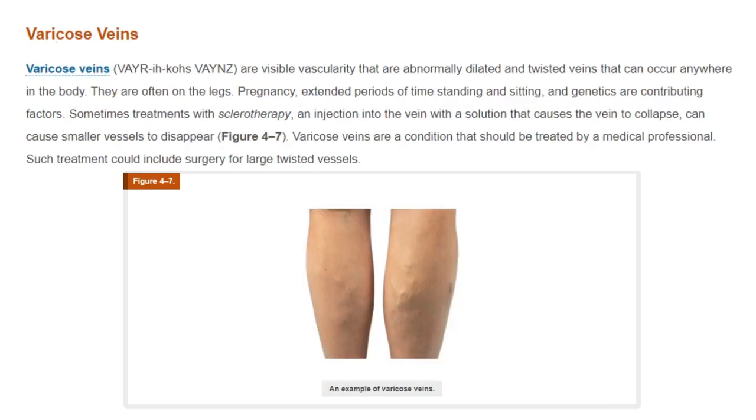Varicose veins. Varicose veins are visible vascularity that are abnormally dilated and twisted veins that can occur anywhere in the body. They are often on the legs. Pregnancy, extended periods of time standing and sitting, and genetics are contributing factors. Sometimes treatments with sclerotherapy, an injection into the vein with a solution that causes the vein to collapse, can cause smaller vessels to disappear, Figure 4.7. Varicose veins are a condition that should be treated by a medical professional. Such treatment could include surgery for large twisted vessels.